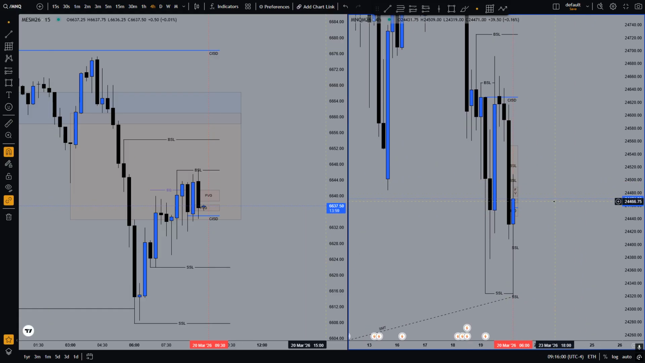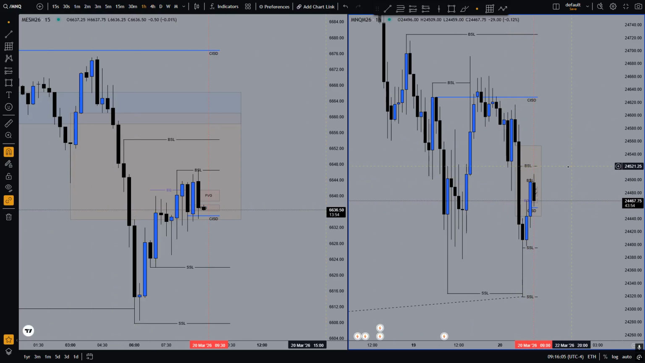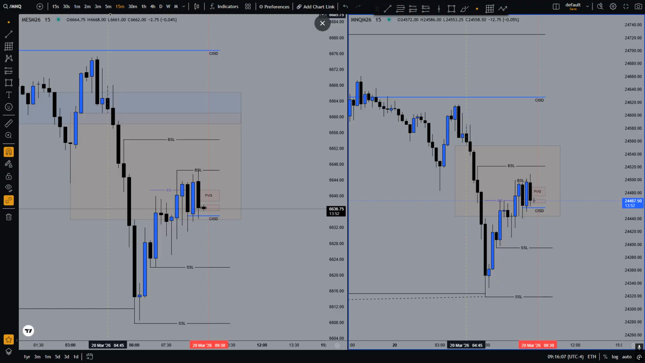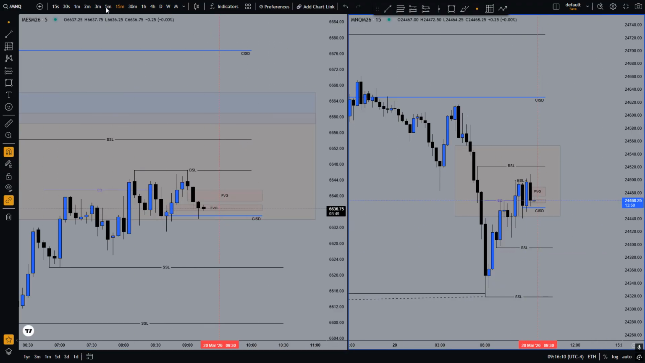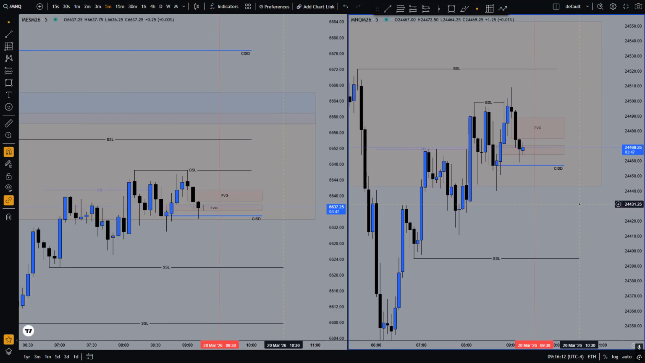NQ is pretty clean. Get that change to the downside, pull back up, tap the change, tap the 1-hour gap, fill the equilibrium, or rebalance the equilibrium, take internal high. It's not bad.